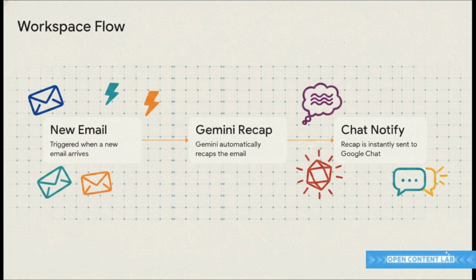Imagine setting a rule so that the moment a new, massive email arrives in your inbox, step 1 is automatically triggered. Step 2, Gemini instantly jumps in and recaps that entire email for you. Then step 3, it sends a notification with that concise recap directly to your Google Chat. You don't even have to open your email client to know exactly what's going on or what needs your attention. It's just running quietly in the background, keeping you perfectly informed. It's like having an actual personal assistant sorting your mail.